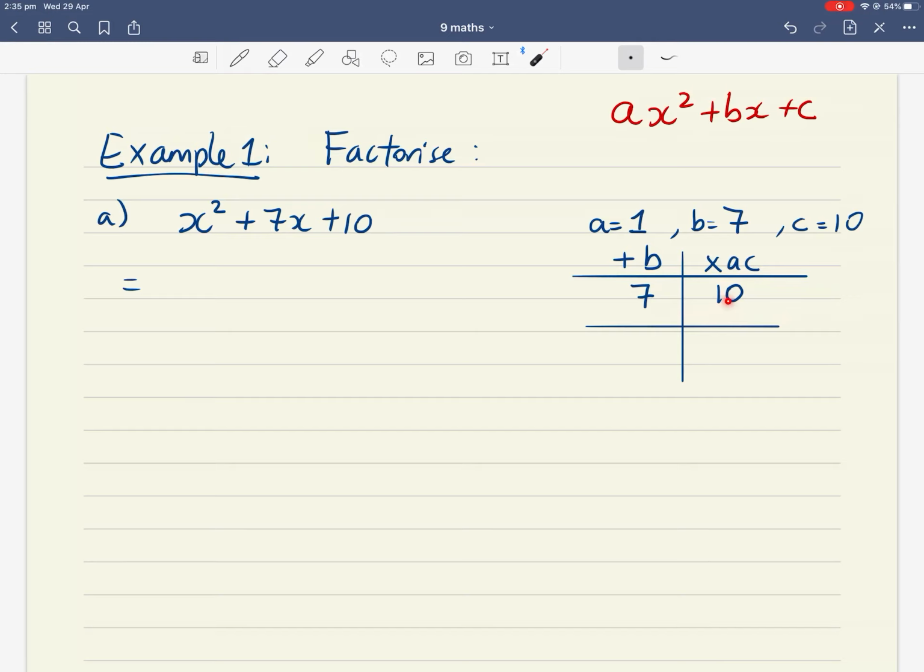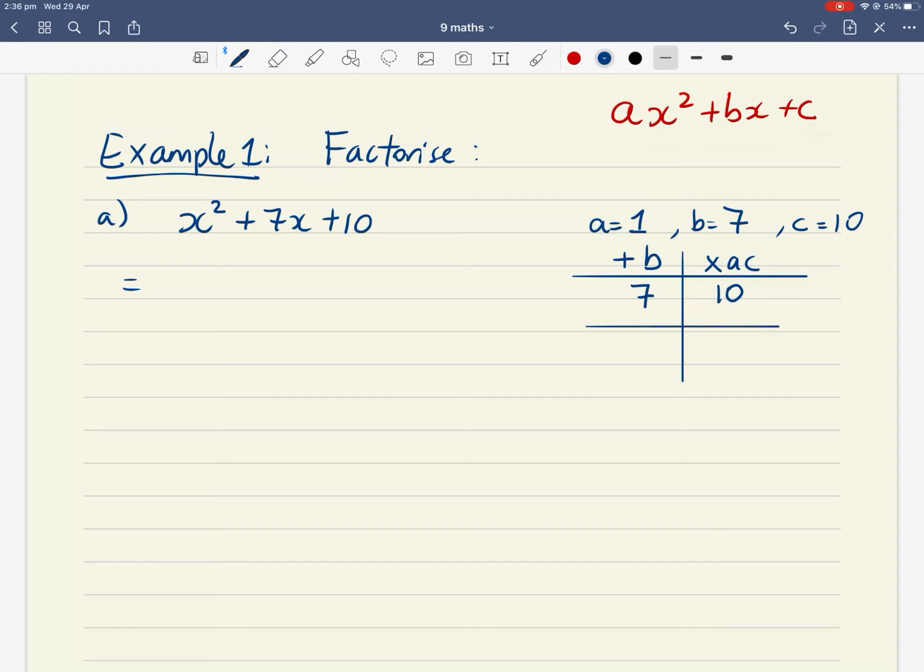Now you're thinking, okay, I have my numbers 7 and 10. I am thinking of two numbers, because it's two columns, two numbers that add to become 7. And then those same two numbers need to multiply to become 10. So let me repeat that. You're trying to think of two numbers, because there's two columns, that add to become 7, because that's plus b, and they multiply to become 10, because that's times ac. So what are two numbers that add to be 7 and multiply to be 10?